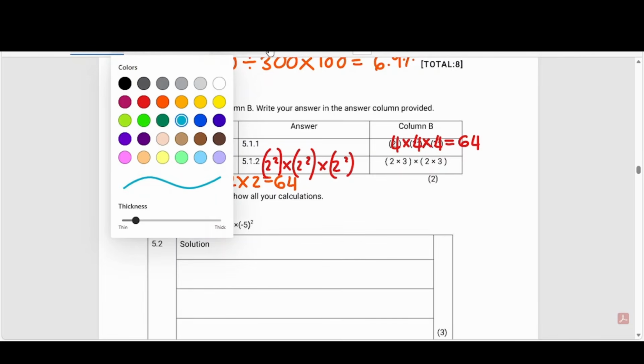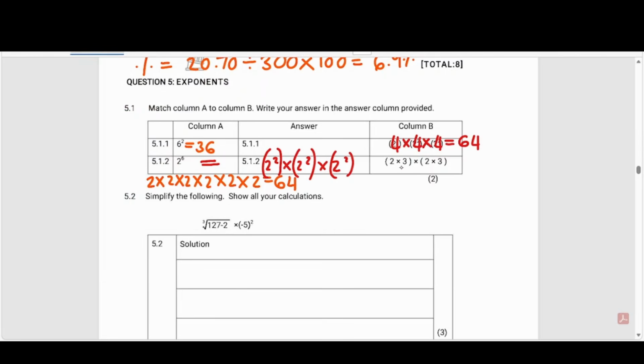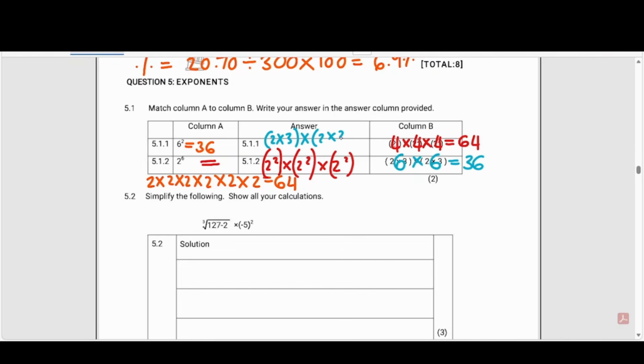And then if we work out this other one, 2 times 3 is 6. 3 times 3 is 6. So 6 times 6 is 36. That's this one. 2 times 3 times 2 times 3.